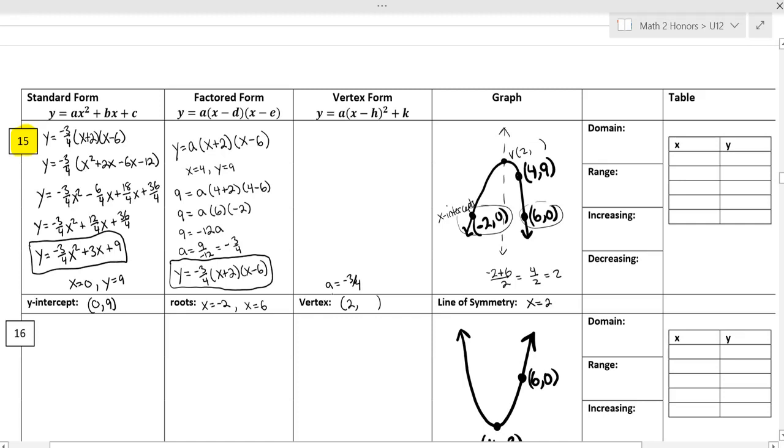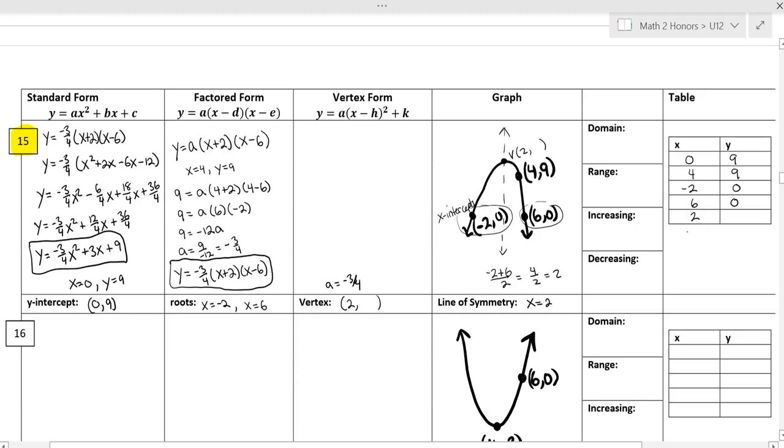So let's list some of our points here. We know that when we plug in 0, we get 9. We're given that when we plug in 4, we get 9. When we plug in negative 2, we get 0. When we plug in 6, we get 0. And I just want to know about the vertex. What if I plug in a 2?